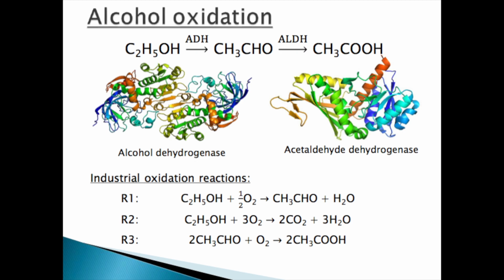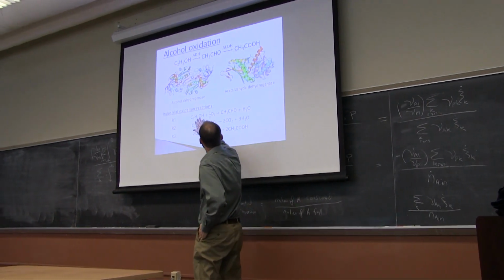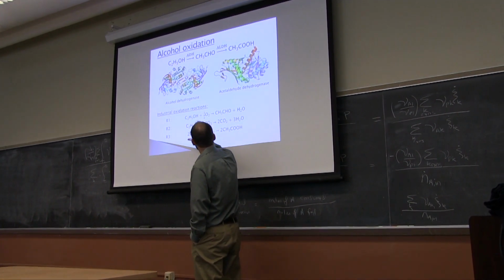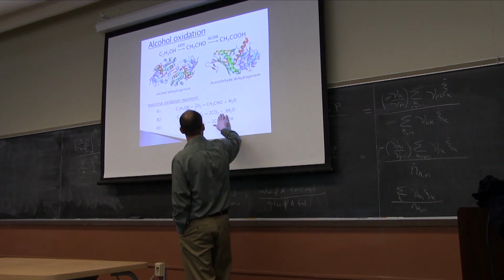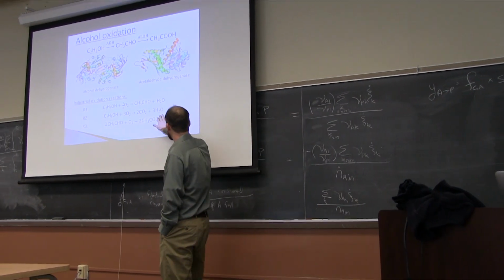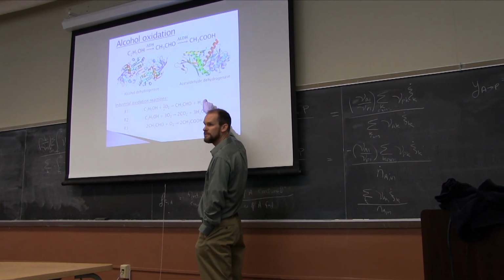So industrially, here are the reactions. Basically, we're just adding oxygen. We can take ethanol, add oxygen, and get acetaldehyde. We can take alcohol, add oxygen, and adding oxygen is what we do when we burn things. So we can do complete combustion, go all the way to carbon dioxide and water. So is this a parallel or series reaction?